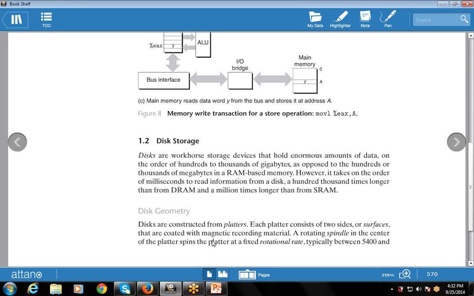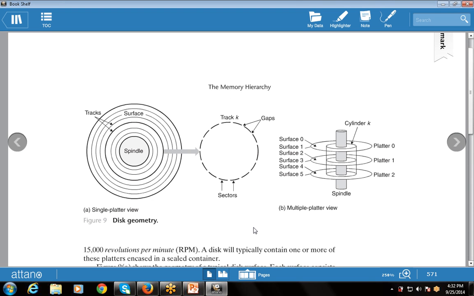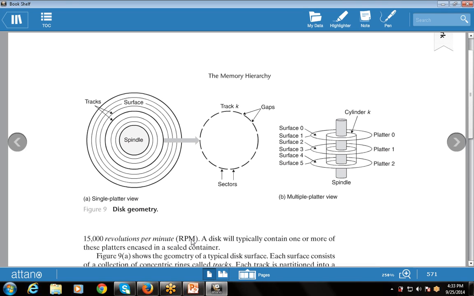So this says disks are constructed from the platters. That is how disks are constructed, by using the platters. Each platter consists of two sides. That is, each disk platter consists of two surfaces that are coated with magnetic recording material. A rotating spindle in the center of the platter spins the platter at a fixed rotational rate, typically between 5400 and 15,000 revolutions per minute, that is RPM.